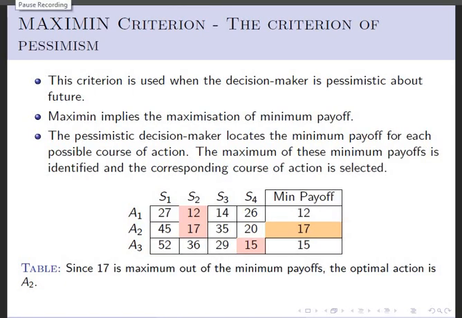This criterion is known as the pessimist criterion, or MAXIMIN, since decision makers locate the minimum payoff for each possible course of action and the maximum of the minimum payoffs is identified. In this table, the minimum payoff of A1 is 12, the minimum payoff of A2 is 17, and the minimum payoff of A3 is 15. Since 17 is the maximum among these minimum payoffs, the alternative A2 is selected.